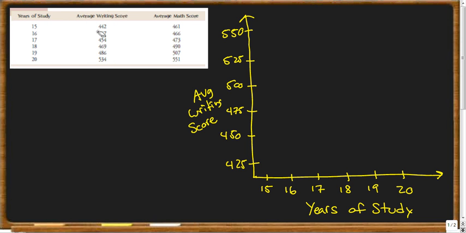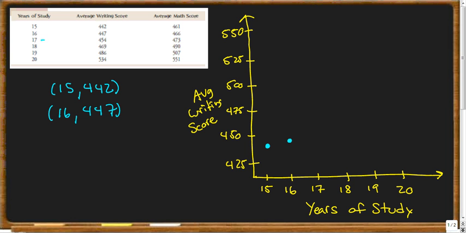So now we got to match up our points. So the first point is going to be 15, 442. So we go to 15 and 442. So 442 is going to be closer to the 450 than the 425, and so we'll plot that point right here. Our next point is going to be 16, 447. And so we go 16, just a little bit higher, right there.